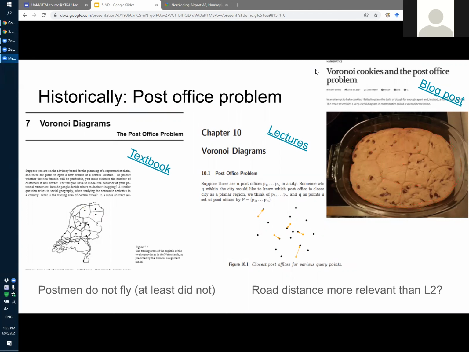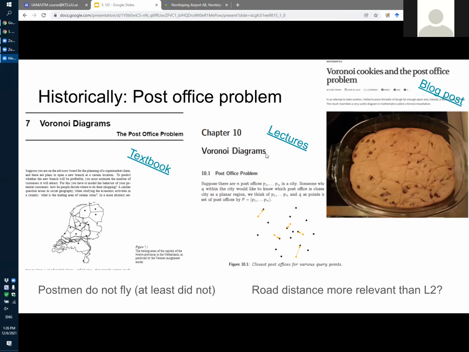It's just fun. What I was really emphasizing on this slide is that even though historically the Voronoi diagram was known as the post office problem, because every post office would want to serve the area which is closest to it, the postmen don't fly, or at least they didn't fly before the drones were here. And maybe for deciding the zip codes, deciding which areas should be served by the different post offices, it would have made more sense to look at the road distance rather than at this Euclidean distance, the straight line distance between the points.